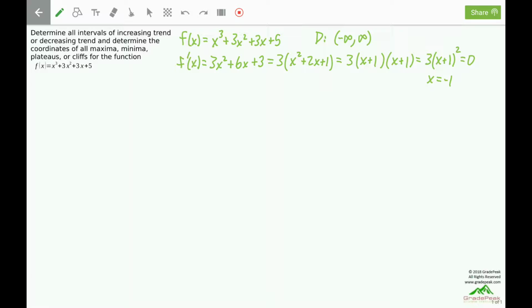We can now draw a domain line, a line representing the domain. The domain is negative infinity to positive infinity, so it will not have a left end or a right end. We can put the critical number on the domain, which breaks it into intervals. We can pick a test value in each of the intervals. The interval negative infinity to negative 1 contains the test value negative 10, and the interval negative 1 to positive infinity contains the test value of 0.